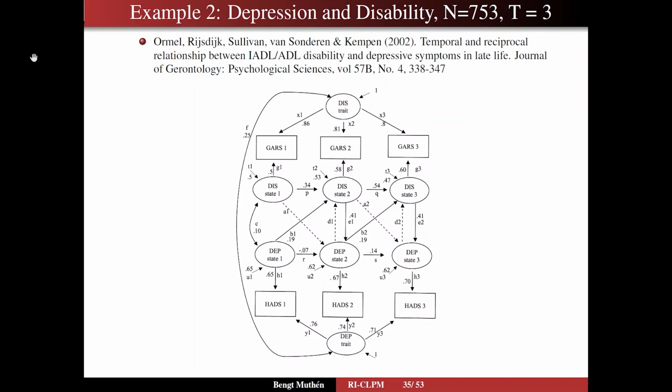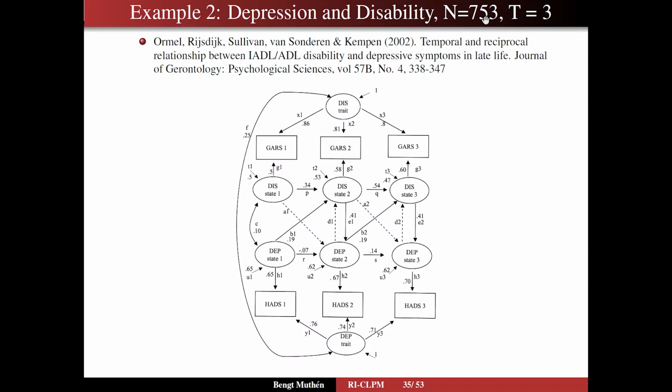On slide 35, we turn to example 2 having to do with depression and disability. This example is from the Ormel et al. article of 2002 that I mentioned in the background section. It was published in the Journal of Gerontology and was not noticed by methodologists in the panel data area.